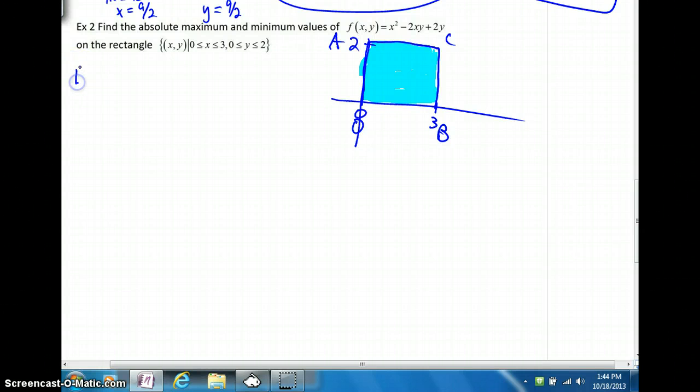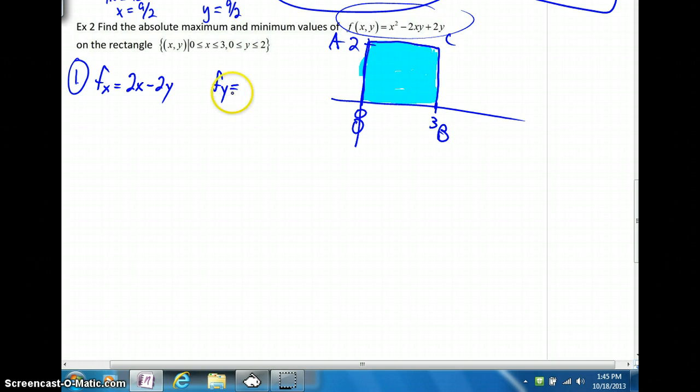Let's see what we did. We first wanted to just go back to our function and take our partial derivative of f with respect to x. Let's do that real fast. We'd get 2x minus 2y. And of course the 2y itself is going to cancel out to a 0.